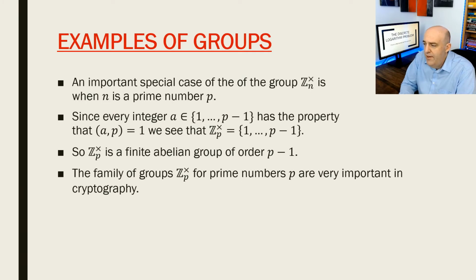And an important special case of this group is when n is a prime. So we consider Zp cross. The reason this is important is because every element a from 1 up to p minus 1 is relatively prime to p. So here we see that Zp cross is a finite abelian group, and the order is p minus 1. We can think of Zp cross as just the finite set of integers from 1 up to p minus 1. And this is an abelian group under multiplication. And these particular groups, in fact, are very important in cryptography.